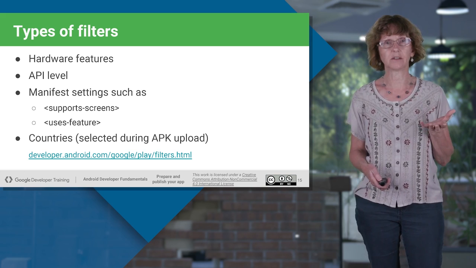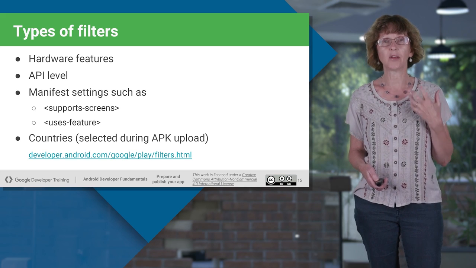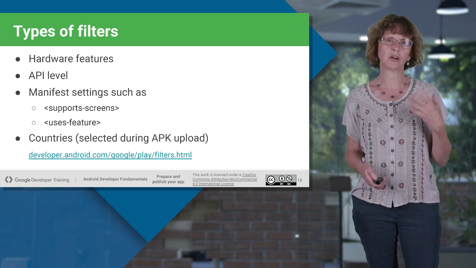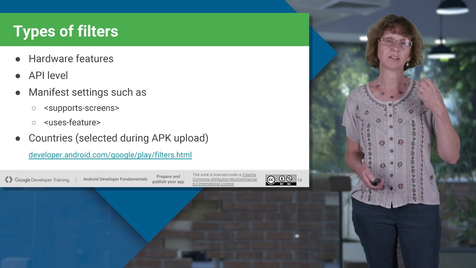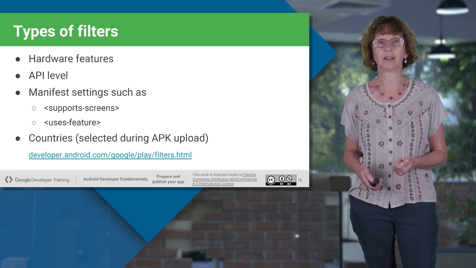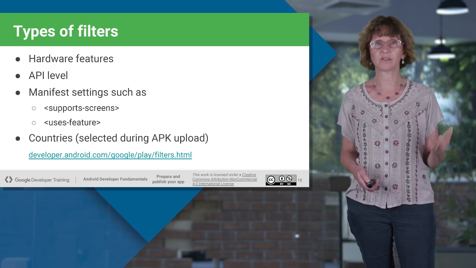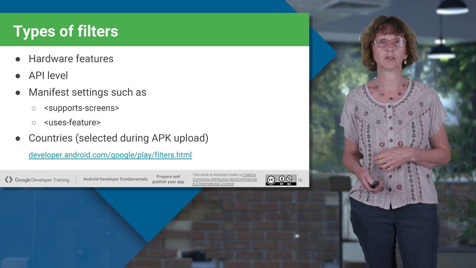And another way of filtering is that when you upload your app to Google Play, you get to specify which countries your app is available in, and only users in those countries will be able to find your app on Google Play.